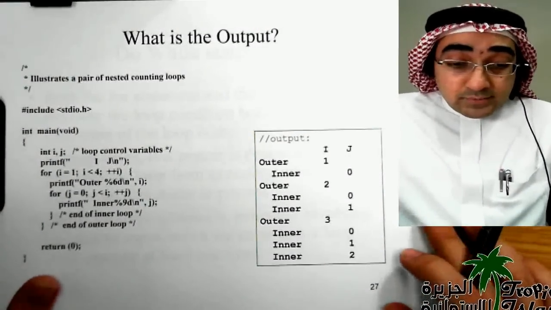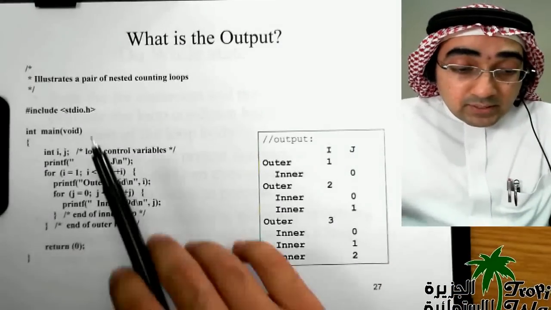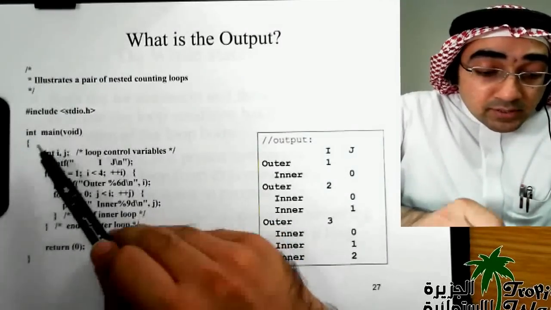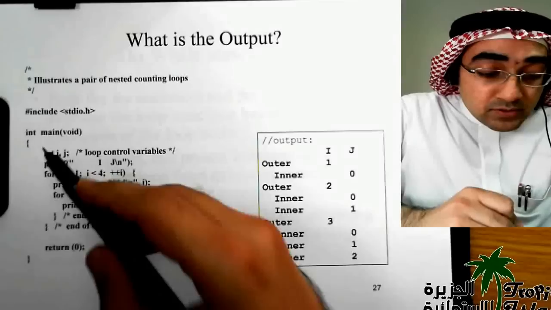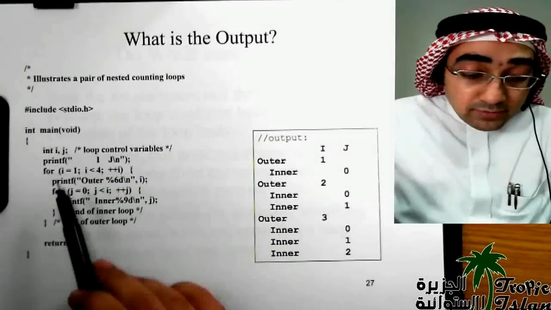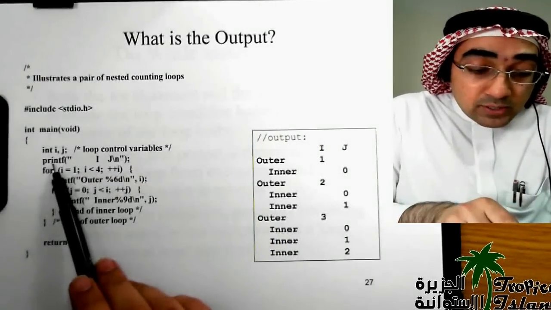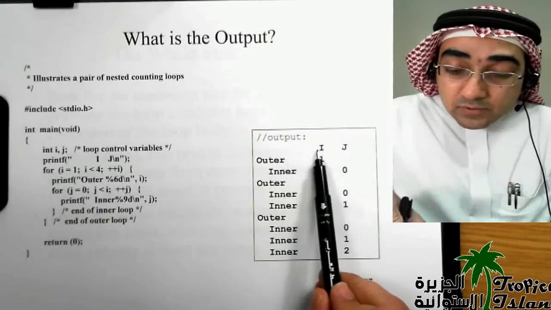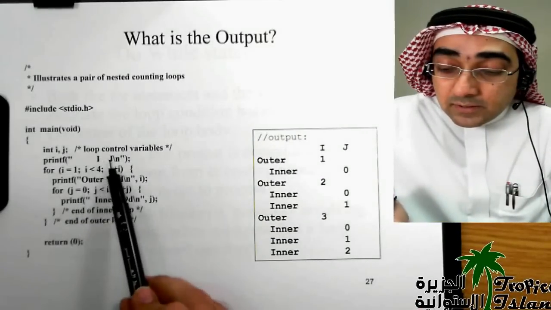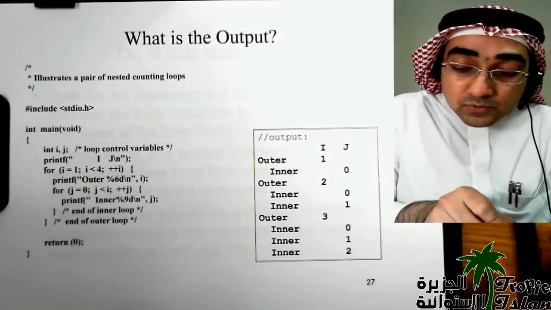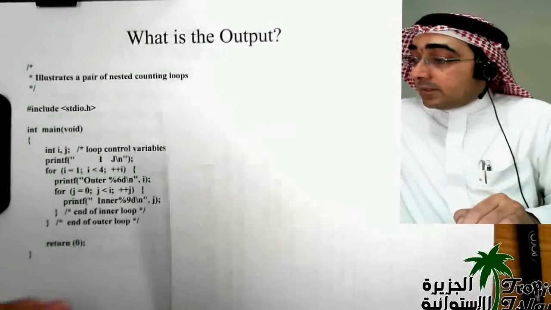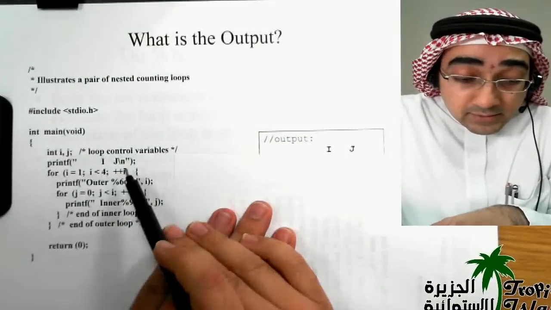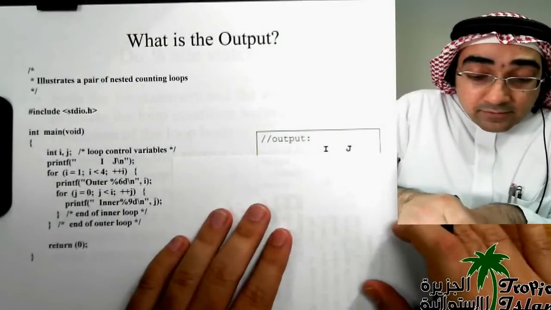So here is a very good example that illustrates a pair of nested loops. We have our directives, and then we have int main void, and this is our main function. Inside it we define an i, we define a j. Then we print i and j. We calculate the spaces over here so that the spaces will be like this, and then like this. That is why we have the spaces over here. So just for the sake of example, I'll print out the output until this printf.